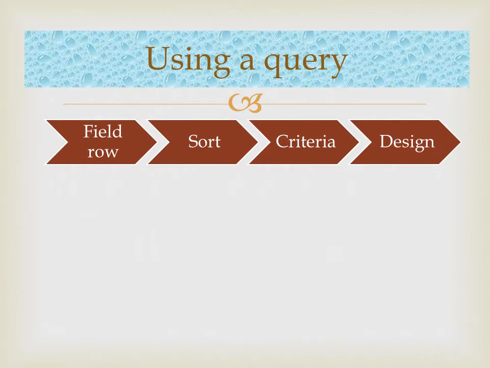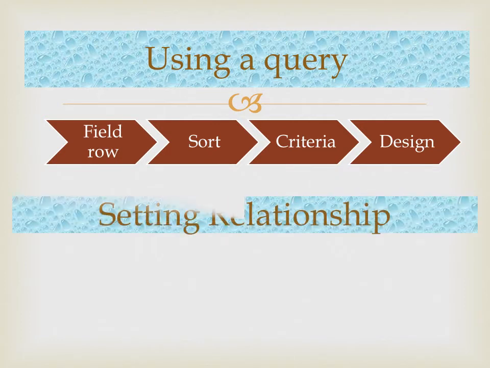First, choose the required field from the drop down list of the field row in the design grid or simply double click on the field from the table in the top pane. Then next, select the order of sorting in the sort row, specify the criteria in the criteria row. Then now to see the result of the query, click the run from the result group in the design tab of the ribbon. In this way, user can use a query. The next important topic is setting relationship.